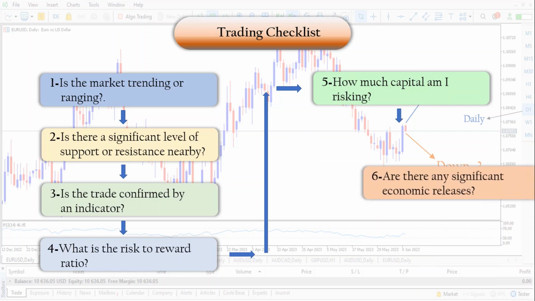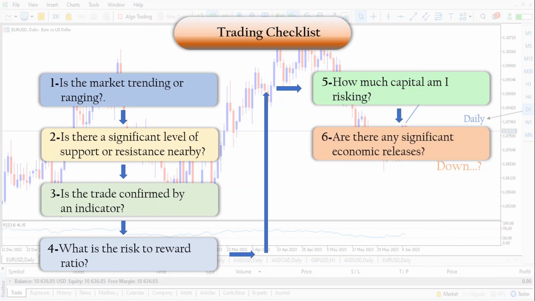Number 6. Are there any significant economic releases? This is very important because all our market analysis was based on technical tools and factors. We have not considered any fundamental factors in our market analysis. So that's why we have to see the economic data release calendar. Let me give you brief information about the significant economic data.